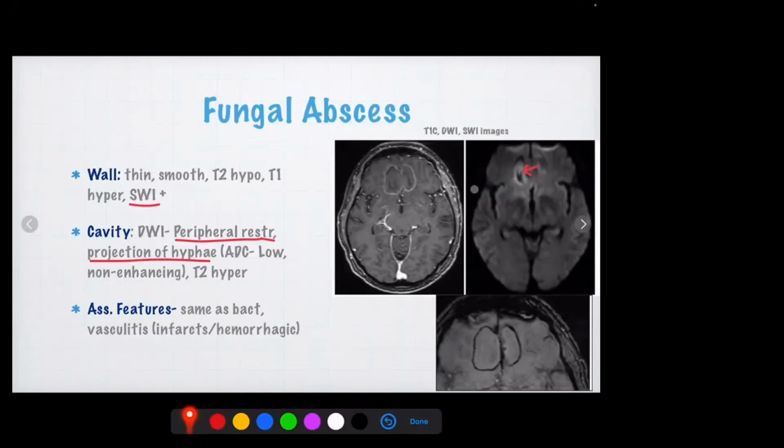So 3 things for fungal. SWI shows blooming of the wall. Diffusion restriction only in the periphery compared to the center. And sometimes, uncommonly, if the projection can be seen, it can clinch the diagnosis. And again, for associated features, we obviously look for the source and associated infarcts. Sometimes hemorrhagic infarcts, because vis-a-vis tuberculosis, which has more of pure ischemic infarcts, fungus would be more likely to have hemorrhagic infarcts.